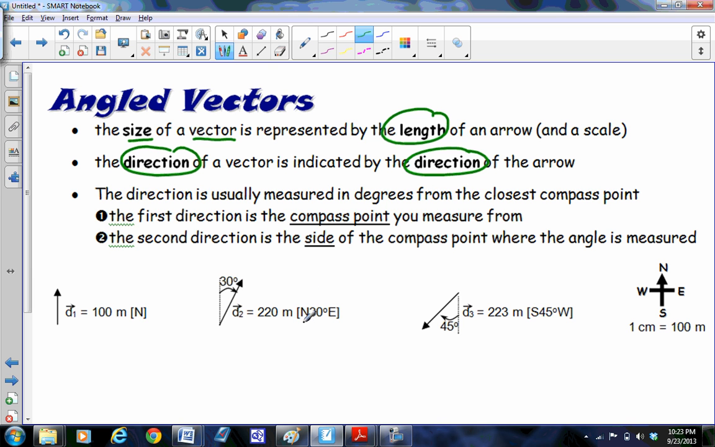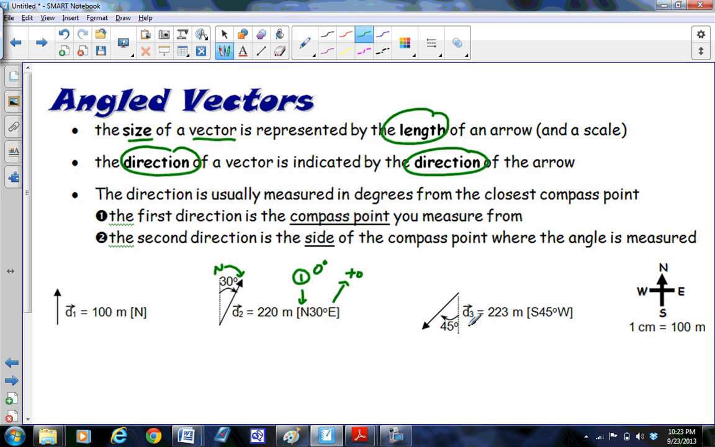And look how I wrote down my angle. North, 30 degrees east. So what happens is this very first number is where you're measuring from. It's the 0 degrees. That's where the 0 is going to be. And east is going to be where you're measuring to. So the example I have here is I'm measuring from the north, here's my north, 30 degrees over to the east. So north, 30 degrees over to the east.